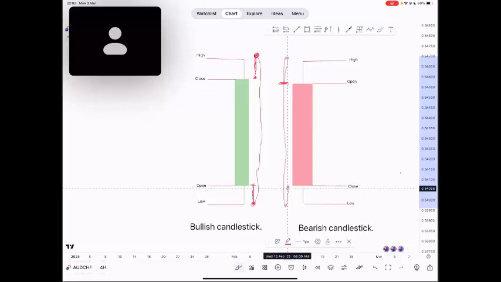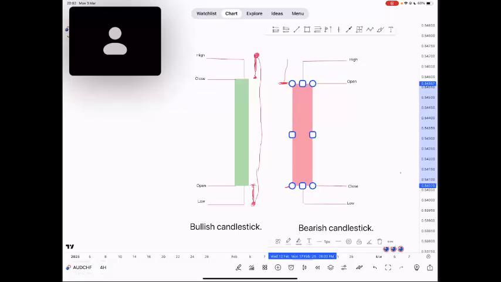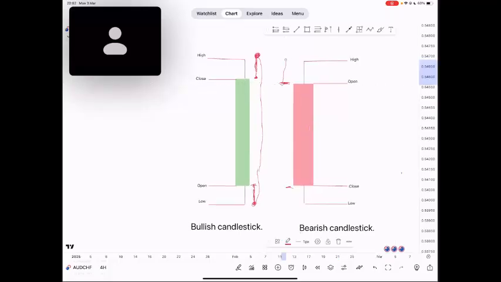But if you look, the point at which they stopped, the close, is lower than the opening price. And I told you that once price closes below the opening price, we have a bearish candlestick. And when price closes above the opening price, we have a bullish candlestick, right? That is the narrative behind the formation of bearish and bullish candlesticks.